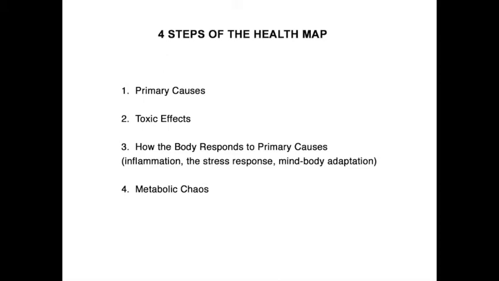Level 1 has to do with primary causes. Level 2 is toxic effects. Level 3 is how the body responds to primary causes. And the body responds to all primary causes through inflammation, the stress response, and mind-body adaptation. Level 4 is metabolic chaos, which includes disturbances of biochemistry and bioelectrical fields.